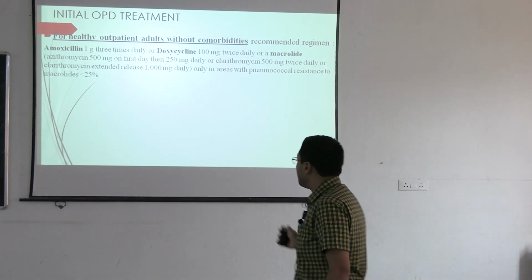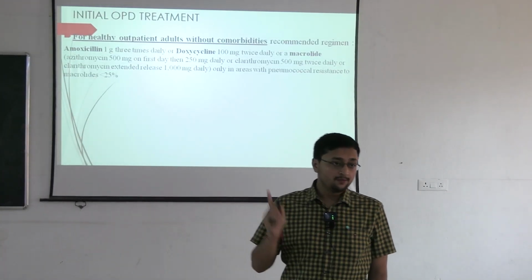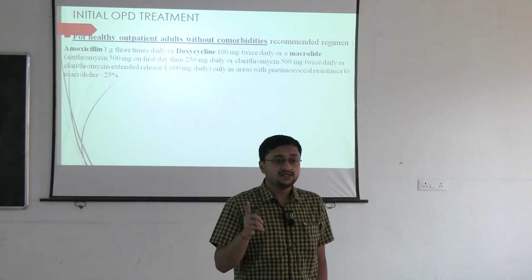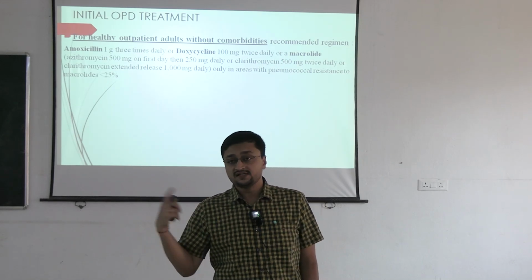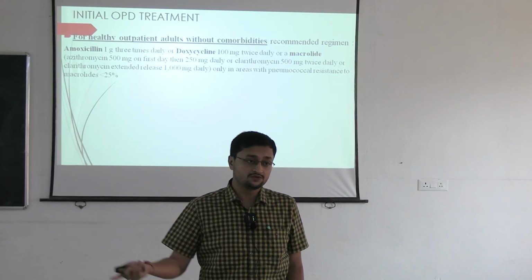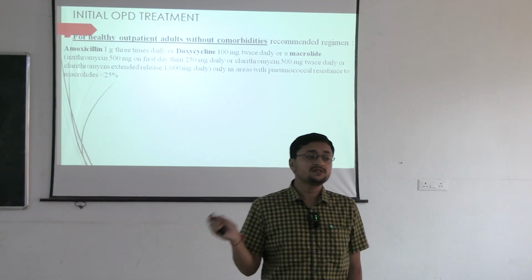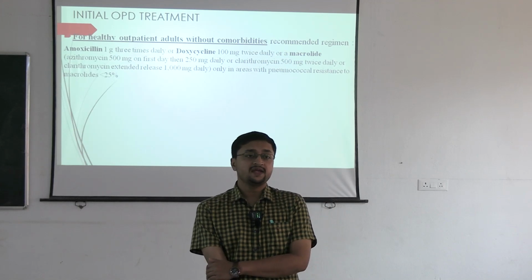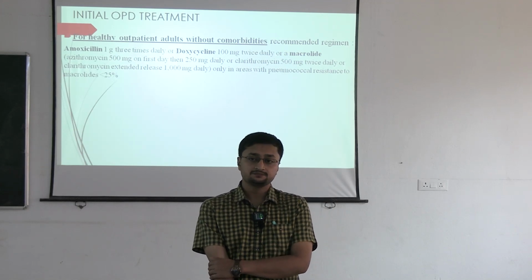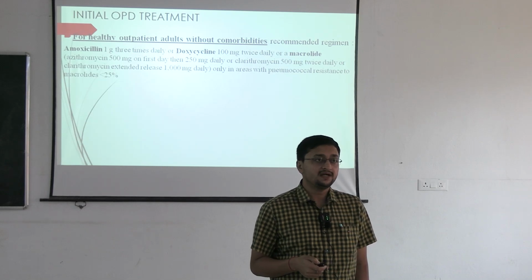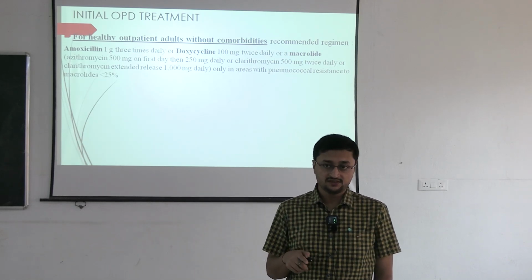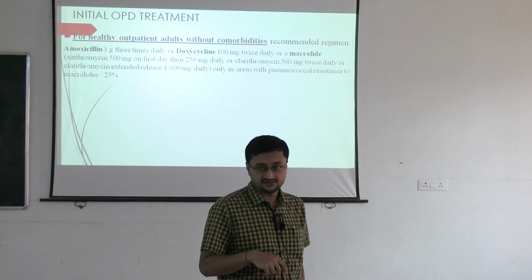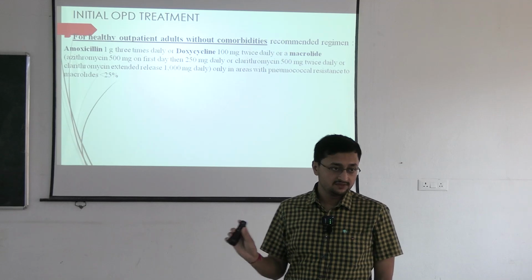So the recommended regimen is amoxicillin tablet, this is oral form, amoxicillin 1 gram thrice daily, or doxycycline 100 mg twice daily in case of patients who are resistant to amoxicillin or who are intolerant to amoxicillin, right? So amoxicillin, which class of antibiotic? Beta-lactam. What is the mechanism of action of amoxicillin or beta-lactam? They alter the binding site, PBP, penicillin binding protein, and hinder the cell wall synthesis, right? So PBP inhibitor.